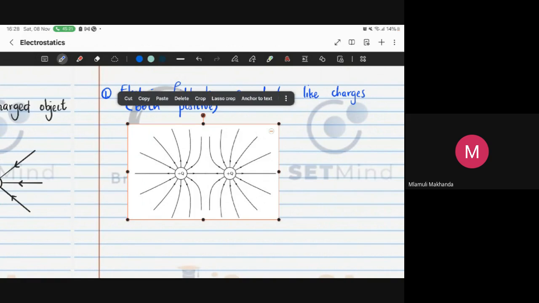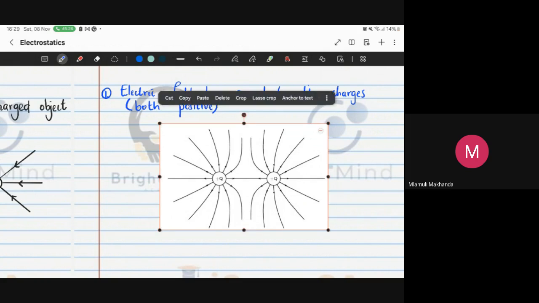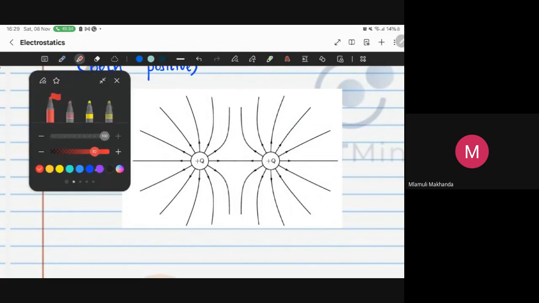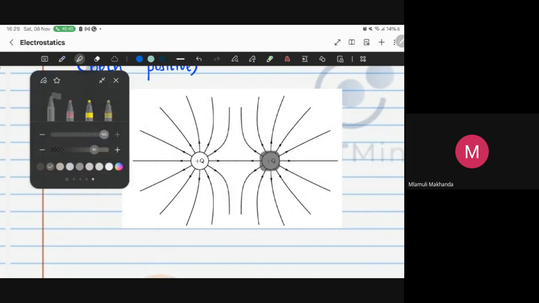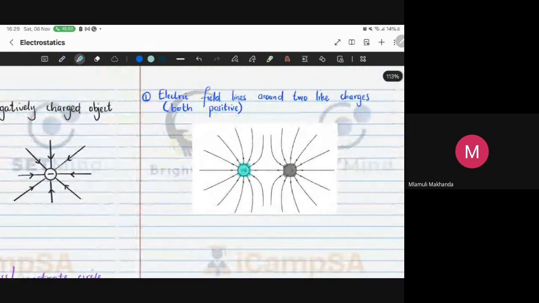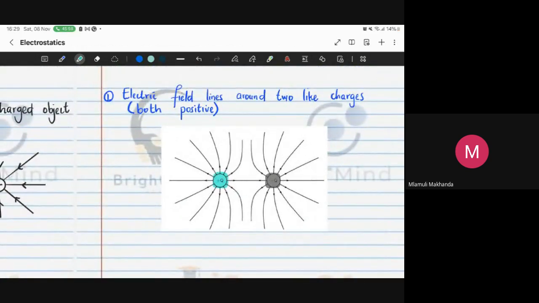If you check here, the field lines never cross one another. Never. The rules are the same. And one thing you must know is how to sketch this diagram. It's very important for your learning. And also in the exam, they will want you in one way or another to sketch this diagram. So you must know it. It's very important.